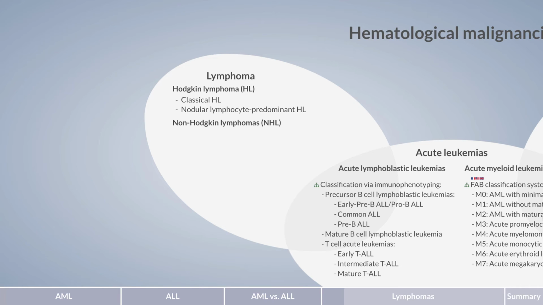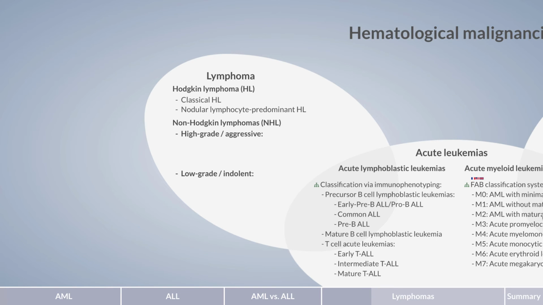Hodgkin and Reed-Sternberg cells are not present in non-Hodgkin lymphoma. There was an initial distinction to the other previously poorly characterized lymphomas, which were grouped as non-Hodgkin lymphoma. The historical classification into Hodgkin and non-Hodgkin lymphoma is unfortunate because non-Hodgkin lymphomas represent a heterogeneous group, often with very different characteristics. Non-Hodgkin lymphoma can be classified according to its prognosis into high-grade aggressive non-Hodgkin lymphoma and low-grade indolent non-Hodgkin lymphoma. In the following, we'll briefly present the most important non-Hodgkin lymphomas.